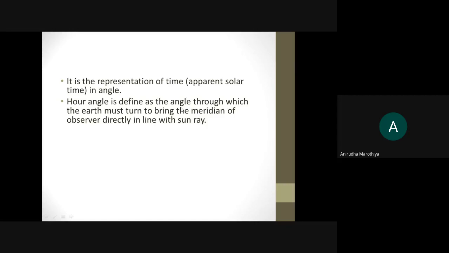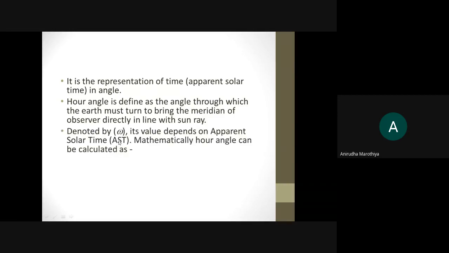So that angle is nothing but R angle, and it is denoted by symbol omega, and the mathematical formula to calculate the value of omega is like this. You have to write this mathematical equation. Omega, which is R angle, is equal to (apparent solar time AST minus 12) into 15 degree.